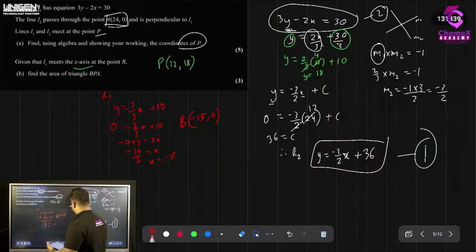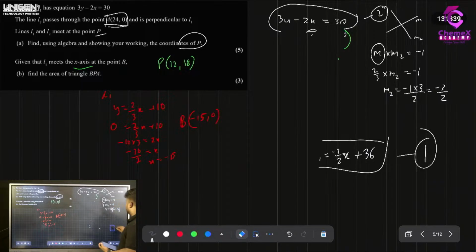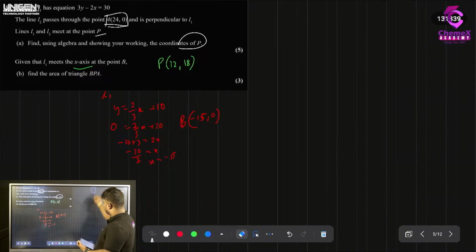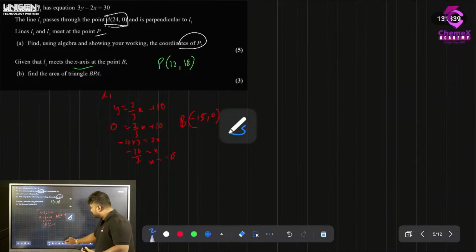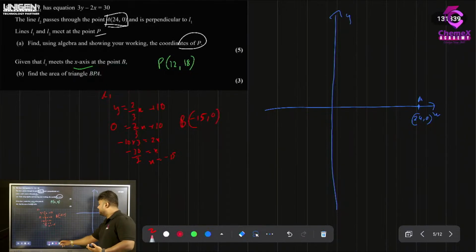Now I'm going to sketch a small graph, a Cartesian plane, to explain this question. Okay, so this is the x-axis. This should be a straight line. This is x and this is y. So where is A? A is 24, 0. So 24, 0 is somewhere here. A. Next, where is this? This is A, if you can't see.